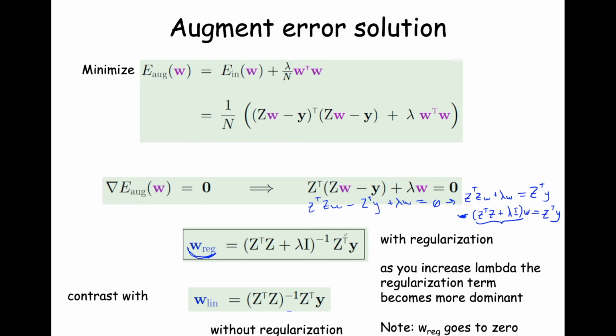That's without regularization. And so the impact of regularization is this term, right? If you add to lambda, that's going to impact your solution. If your lambda is larger, it's going to be smaller. If your lambda is smaller, then it's going to dominate with the Z transpose Z term. Okay.